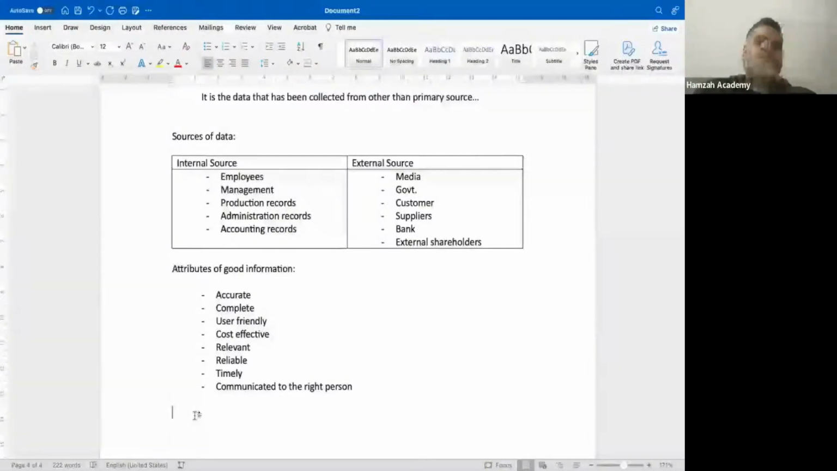Similarly, the information has to be complete as well. If you want to rely on it and take an action according to it, it has to be complete. Incomplete information sometimes leaves you in no man's land. You are not sure about what to do.